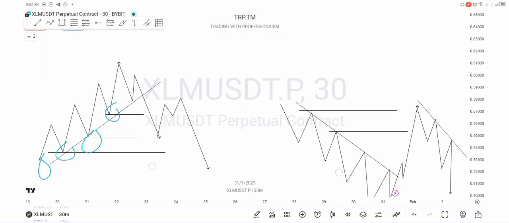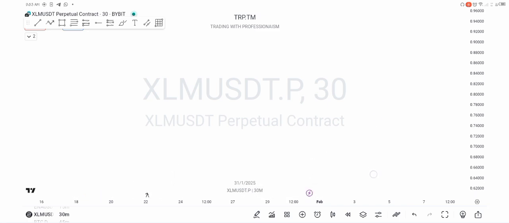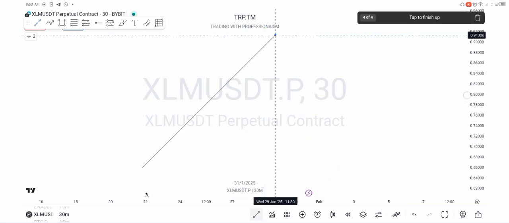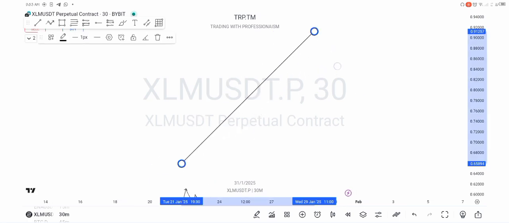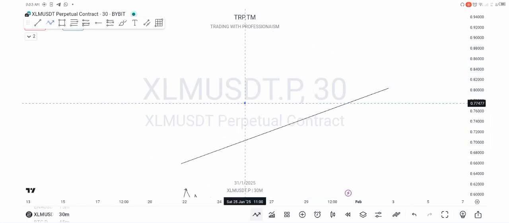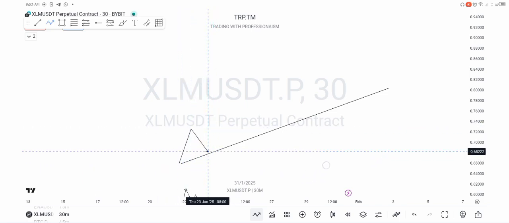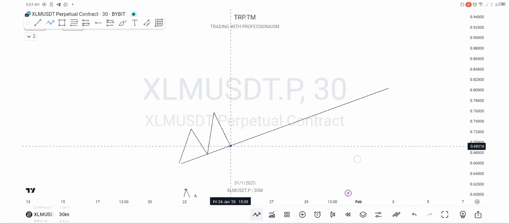So another way to use a trend line is the continuation. The market does not always need to break the trend line. Let's say this is a trend line and the market is on an uptrend, touching the trend line and going up. Like touching the trend line and going up.